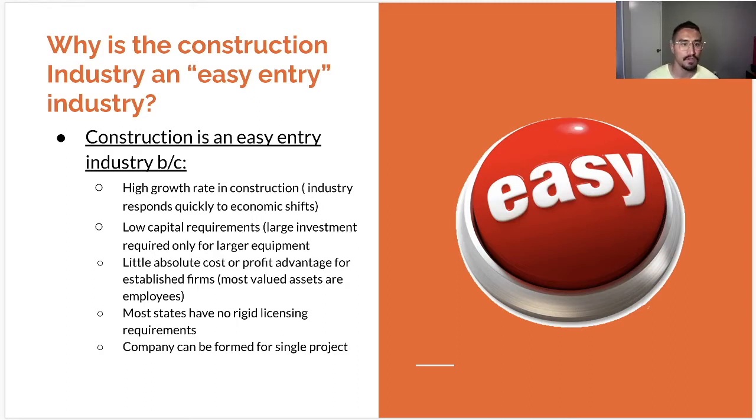So in conclusion, the construction industry is an easy entry industry because it responds quick to economic shifts, there are low capital requirements, companies that are established don't have an advantage over new companies, most states don't require rigid licensing, and companies can be formed for single projects.